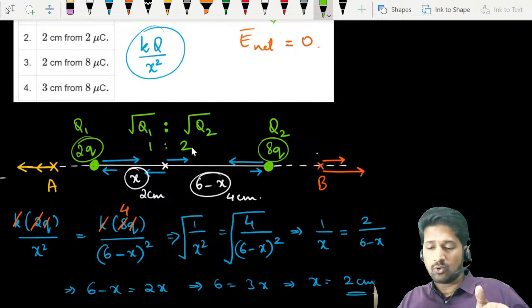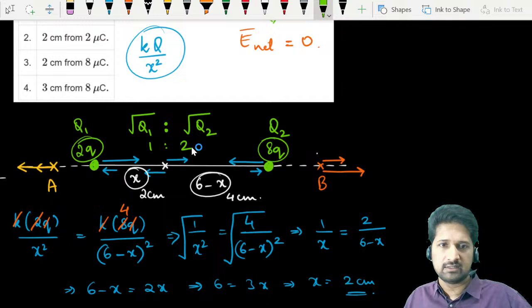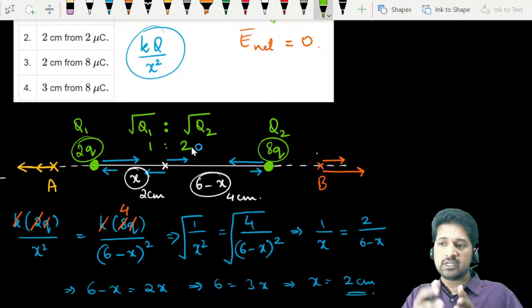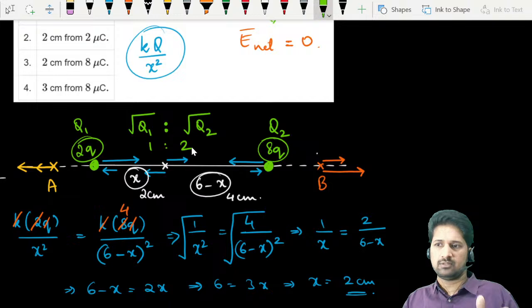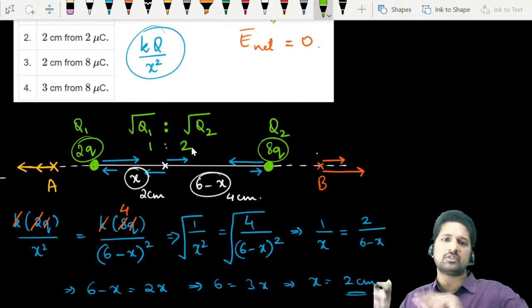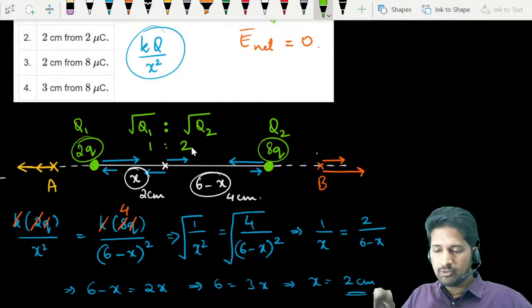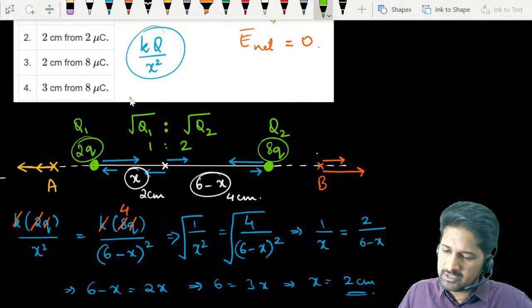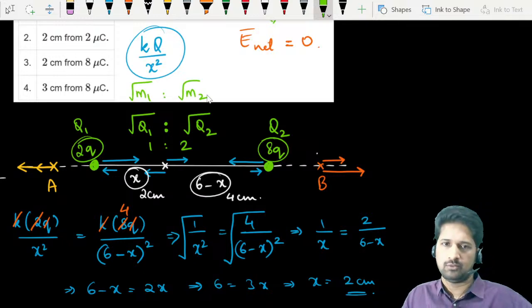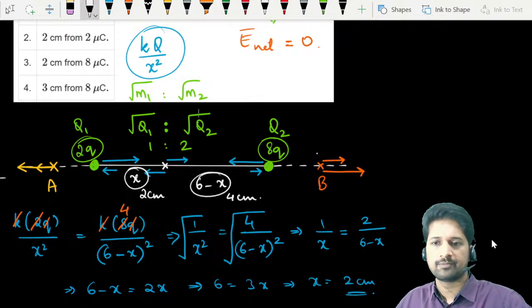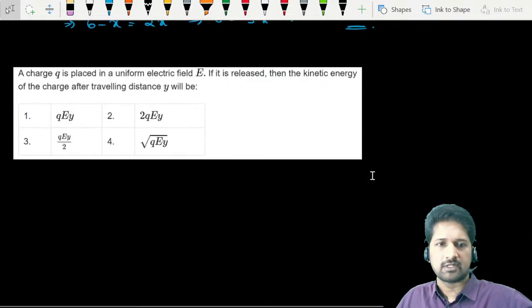Now, total distance कितना दिया हुआ है? 6 centimeters. 6 centimeters को 1 is to 2 ratio में split करना है. So 3 parts में split करना है. 6 divided into 3 parts becomes 2 centimeters. So 2 centimeters on one side, 4 centimeters on the other side. That is where you will find the neutral point. If you want to use this in gravitation, it will be square root of mass m1 to square root of mass m2. Simple. Right. Next question.